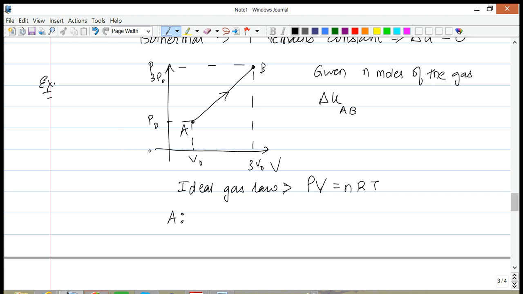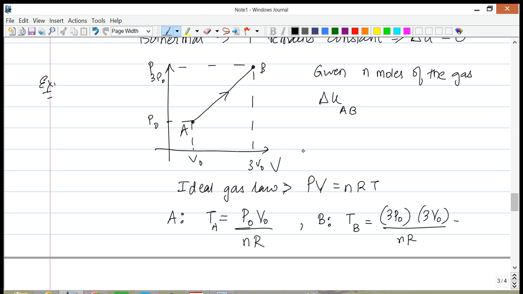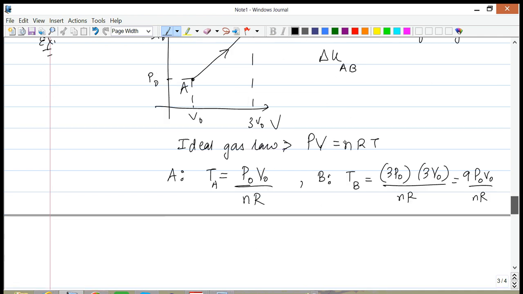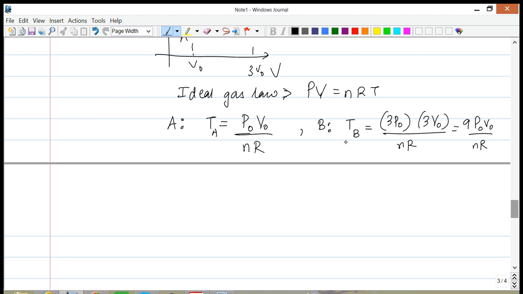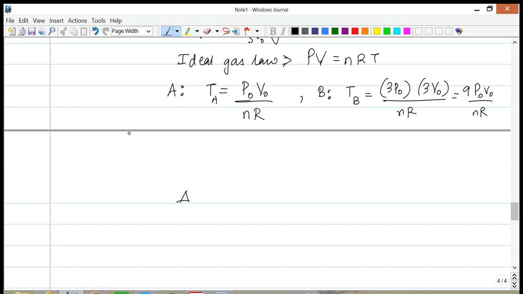So in state A, my T_A is going to be equal to P0 V0 divided by nR, and in state B the temperature is going to be equal to 3 times P0, because that's the pressure, the volume is 3 times V0, and divided by n times R, which happens to be 9 P0 V0 divided by nR. Great. So now that we have the temperatures, calculating the change in internal energy is really easy.